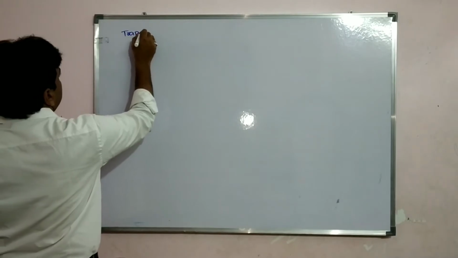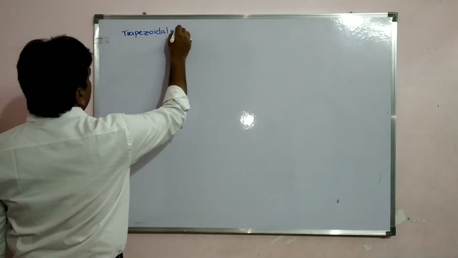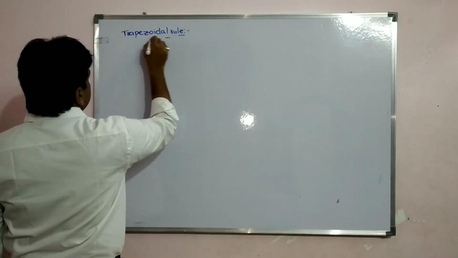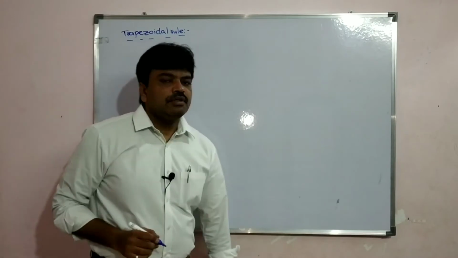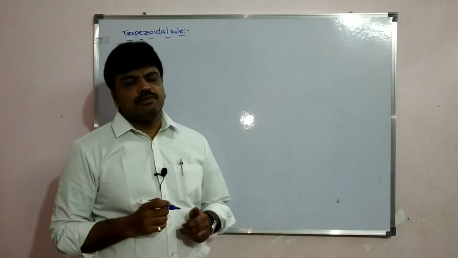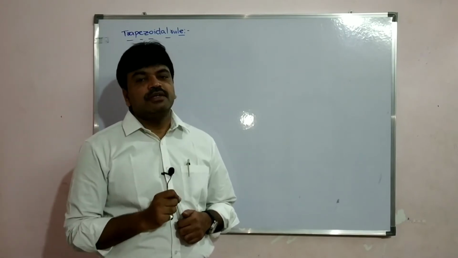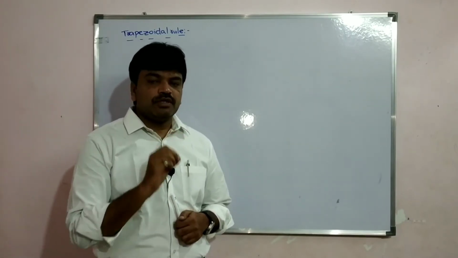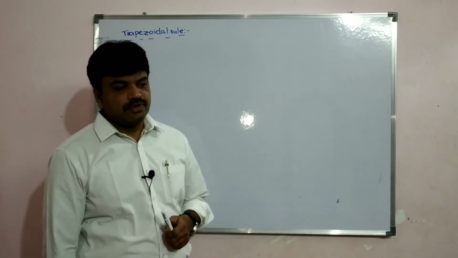Trapezoidal rule. Now, how can you get this trapezoidal rule, students? In Newton's Cotes formula, if I am substituting n is equal to 1, then we get this formula, students.